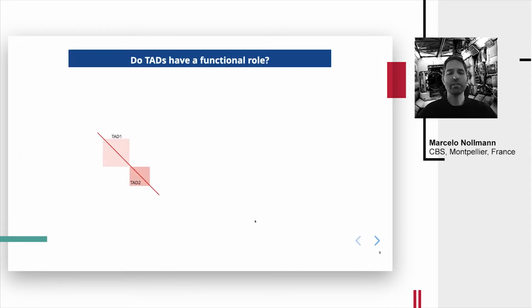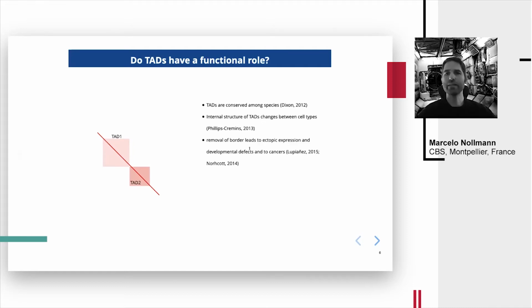Of course, since the discovery of TADs, people have tried to see whether TADs have a functional role. Since very early, people have realized that TADs are conserved among species and that the internal structure of TADs changes between different cell types. By doing genetic manipulation, people have been able to show that removal of borders leads to ectopic expression and to developmental defects.